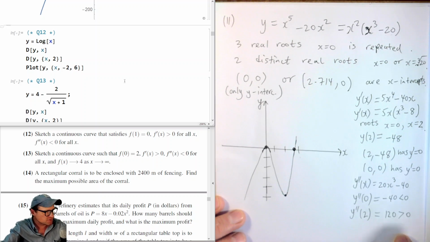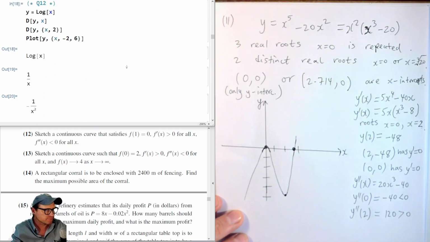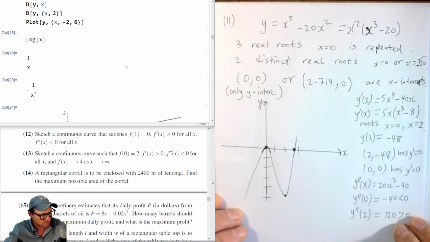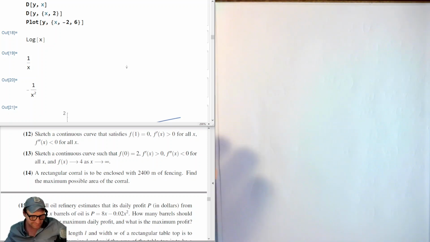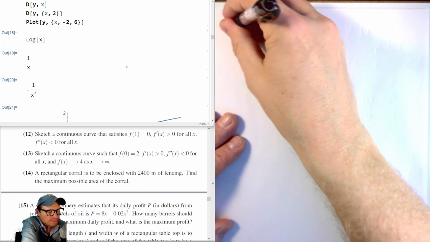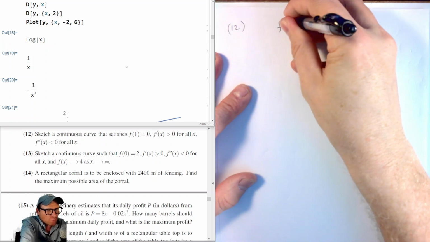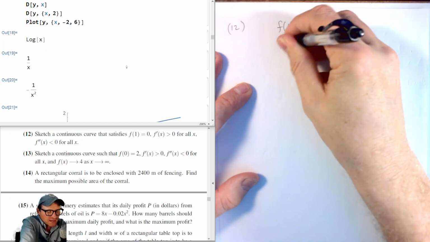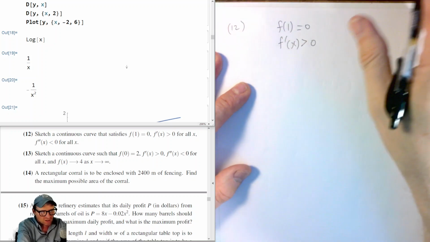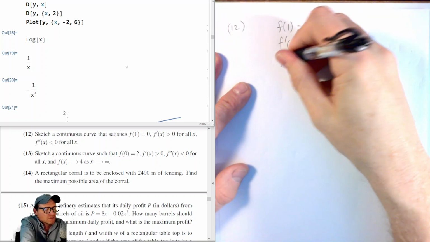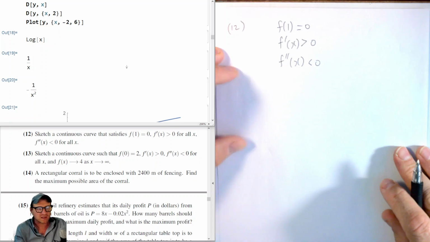Now in question 12, you see I've chosen a function. So let's just run this. Okay, so I've chosen the natural log of x, which has all of these features. So we've got a function that satisfies these properties. F of 1 is 0. F dash of x is positive for all x in our domain. F double dash of x is negative for all x in our domain.